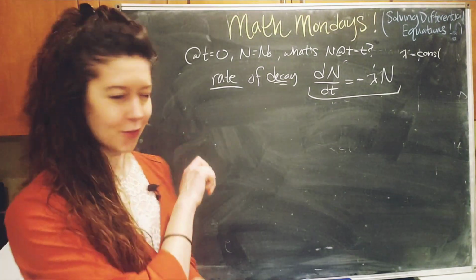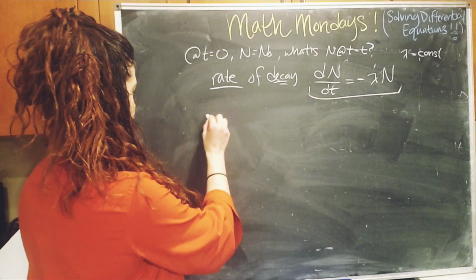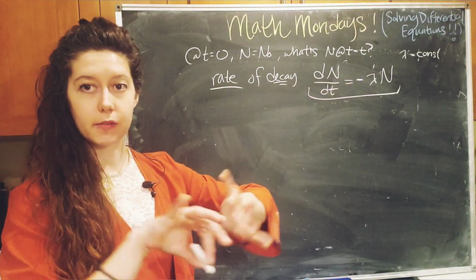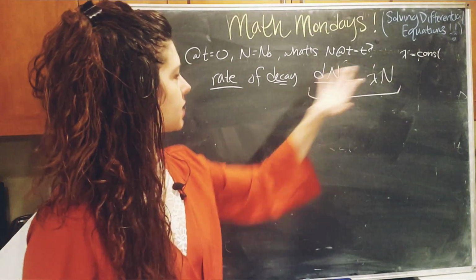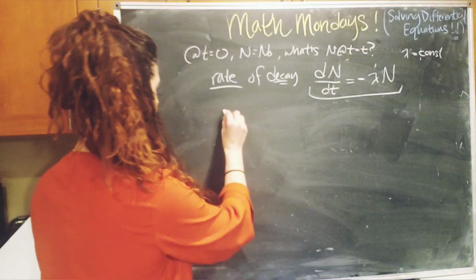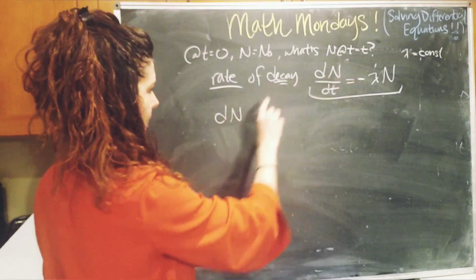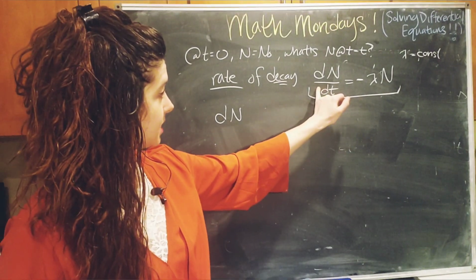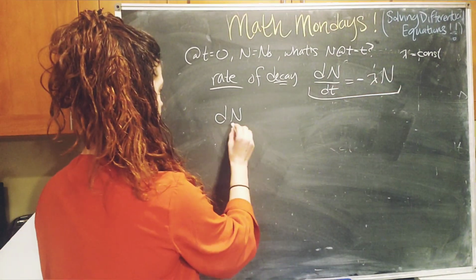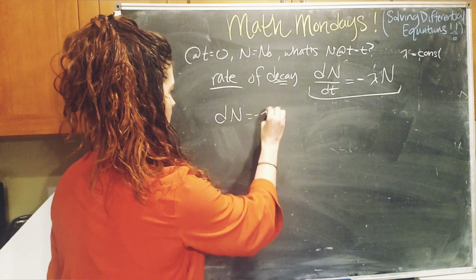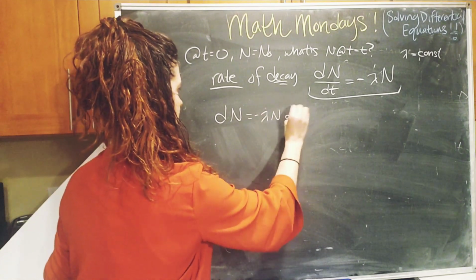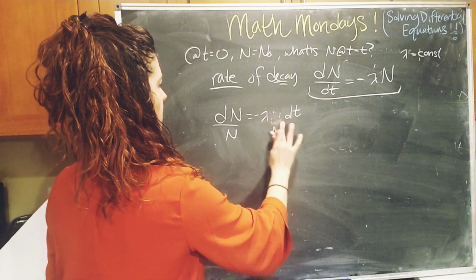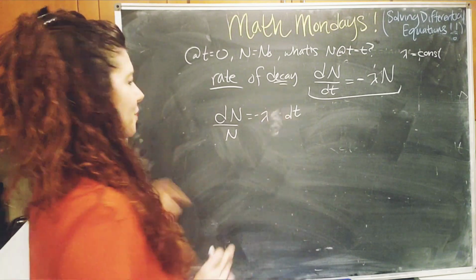So let's do that now. The first thing we need to do is, like I mentioned, separate the two sides and get all the n's on one side. I'm going to divide by n and multiply by dt. Let's multiply by dt first so we can cancel it, that'll be a little bit easier. So dn equals negative lambda n times dt, and then I can divide by n, and that gives me just 1.